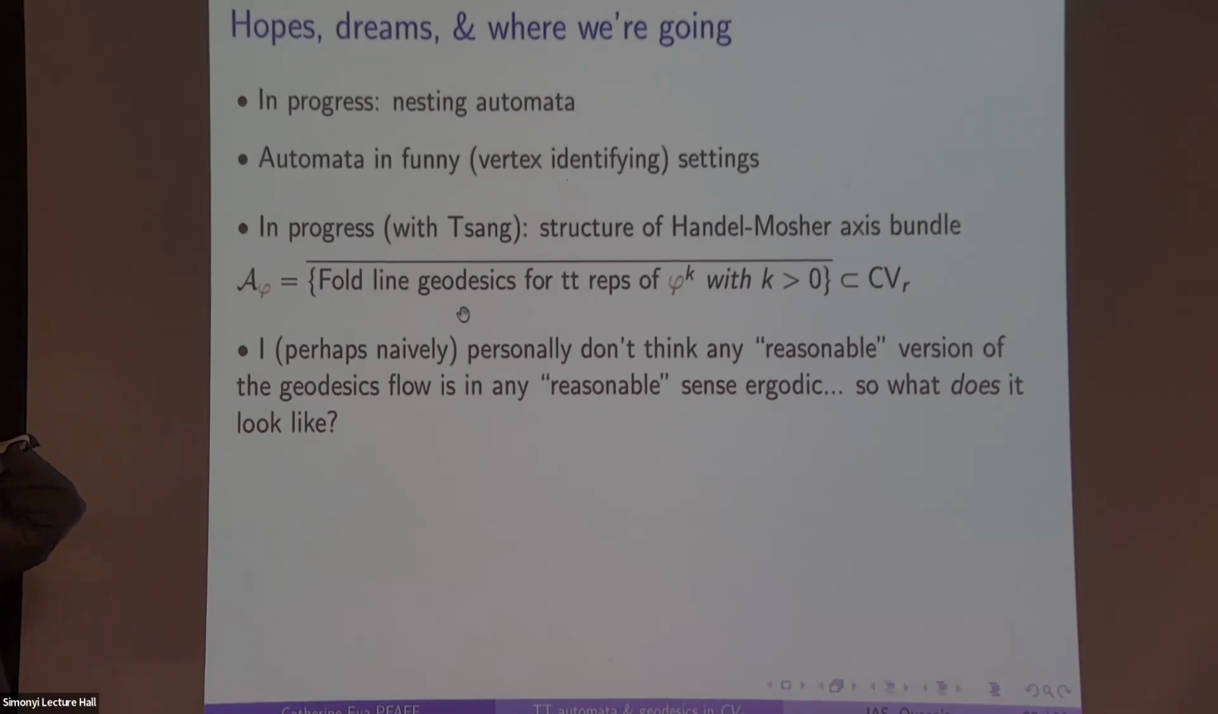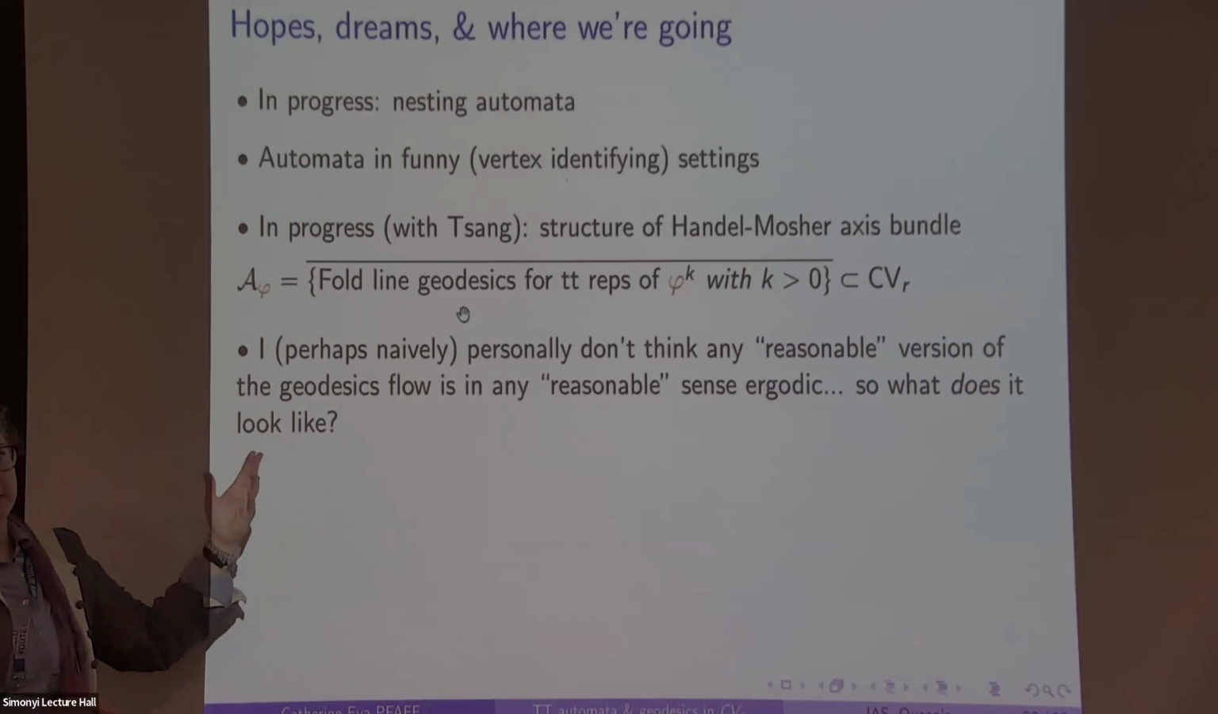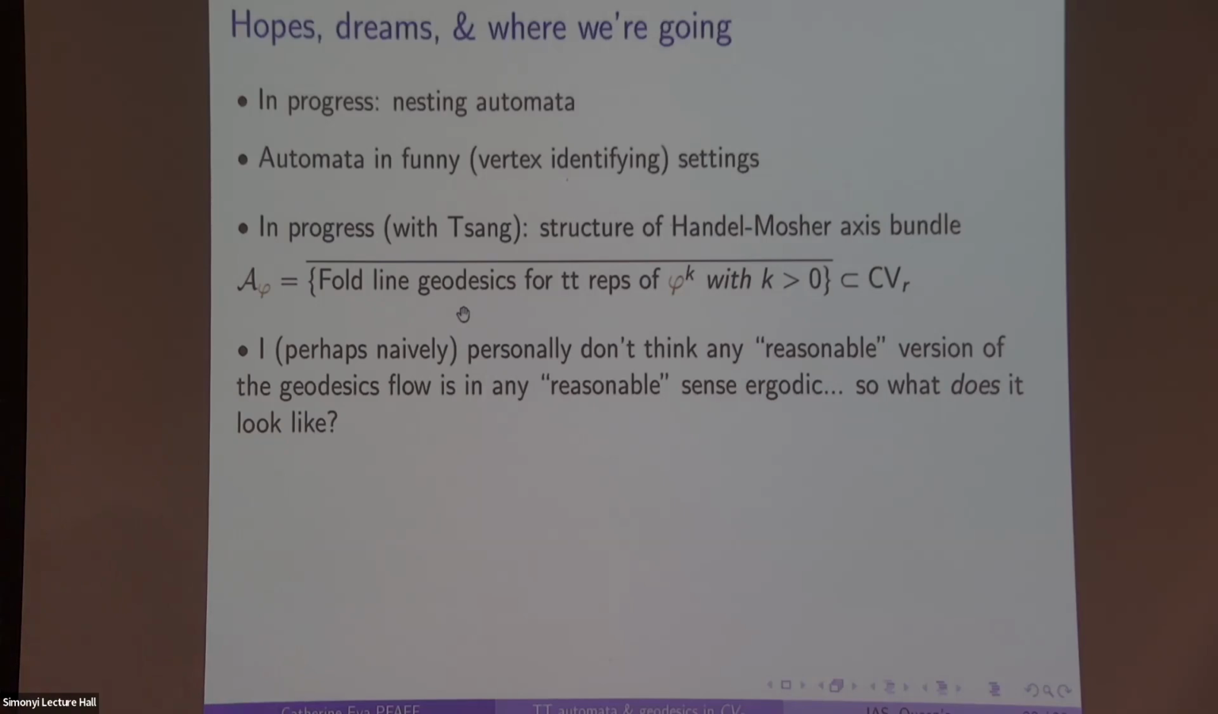Is there any measure that we can make sense of in what's going on? Sometimes, and this is being projected and recorded, I won't name any names, people say, oh, but I know how to tweak the Patterson-Sullivan measure. And then it's like, oh, wait, that doesn't work. But yes, one does need a version of a measure that we can actually work with. And then I want to understand what the flow looks like. I don't think it's going to be as nice as the Teichmuller flow or something.